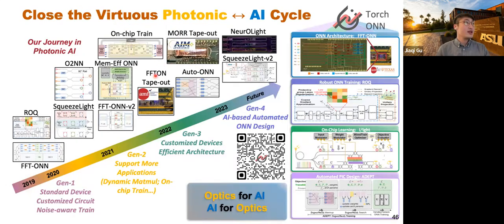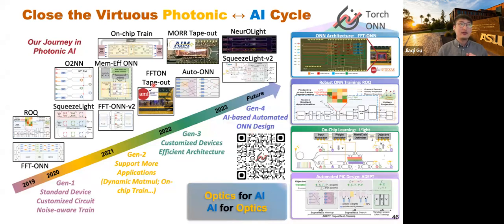So as a summary, we talked about photonic AI acceleration, inference and training, and also applying AI to solve photonic hardware design automation problems for ultra-fast simulation. And ultimately, we can close the virtuous cycle. Our contributions span different generations. We moved from the standard optical neural network based on standard devices to customized circuits and customized architectures for high efficiency and scalability. And recently, we also look at AI-enabled automated optical neural network design to close the loop.